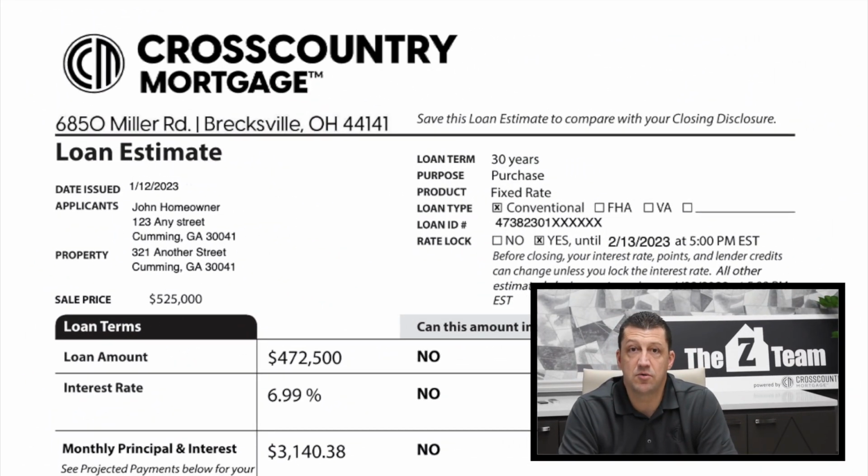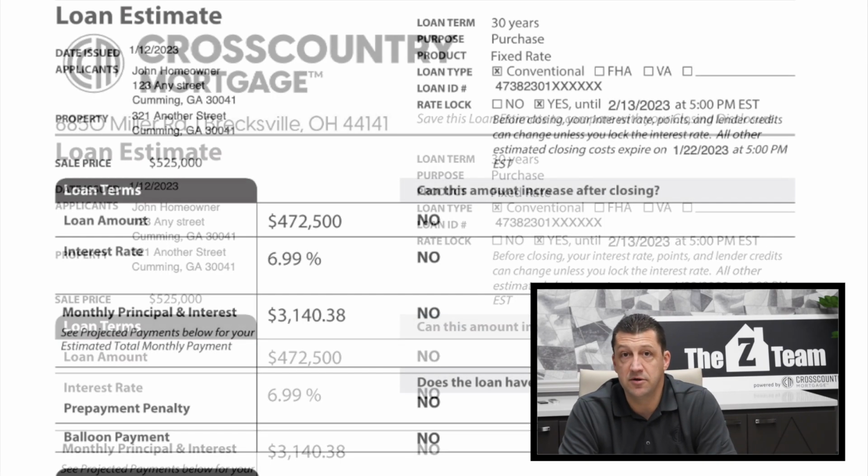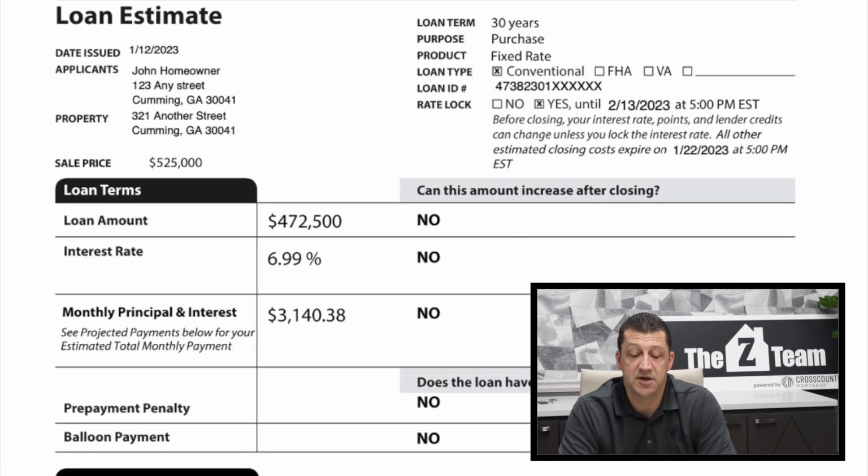All right, so let's start with page 1 of the loan estimate. At the very top, you're going to see the lender's name or broker's name along with the property address for that lender broker. Directly below that, you'll see the word loan estimate in bold, and then below that, the date the loan estimate was issued. In this case, this is a loan estimate I created today, 1/12/2023.